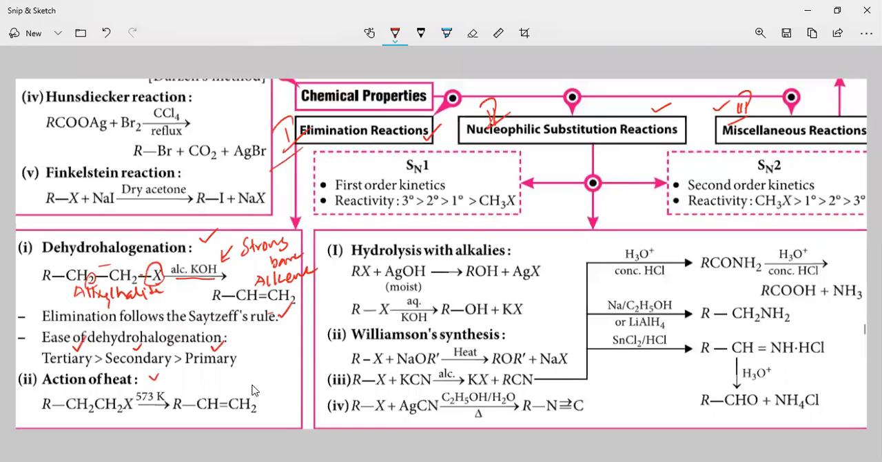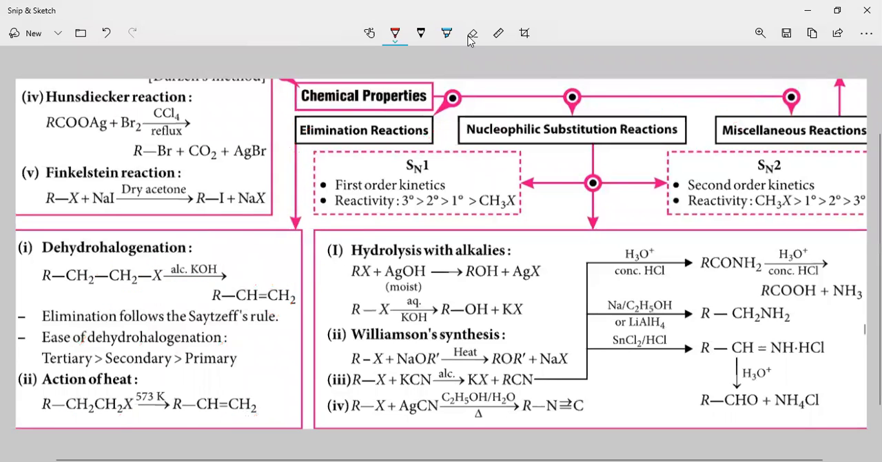Next, action of heat. In this, we take an alkyl halide and heat it at 573 Kelvin. When we heat at 573 Kelvin, the halogen from one carbon and hydrogen from the adjacent carbon are eliminated, and thereby you get an alkene. Understood? Next, let us go for the second type of reaction, that is the nucleophilic substitution reaction.